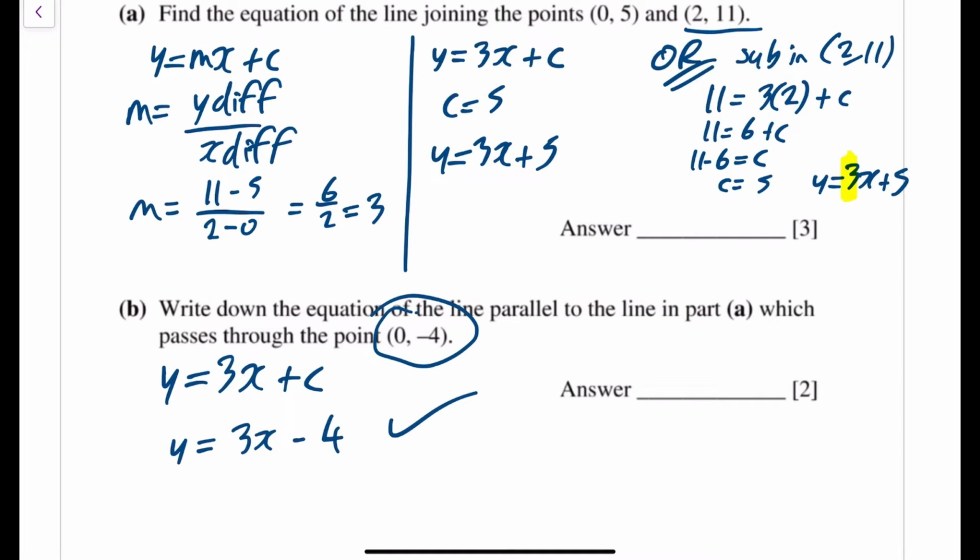Okay, pause the video, have a go at the question from the SEER resource, and then check your answers with the rest of this video.